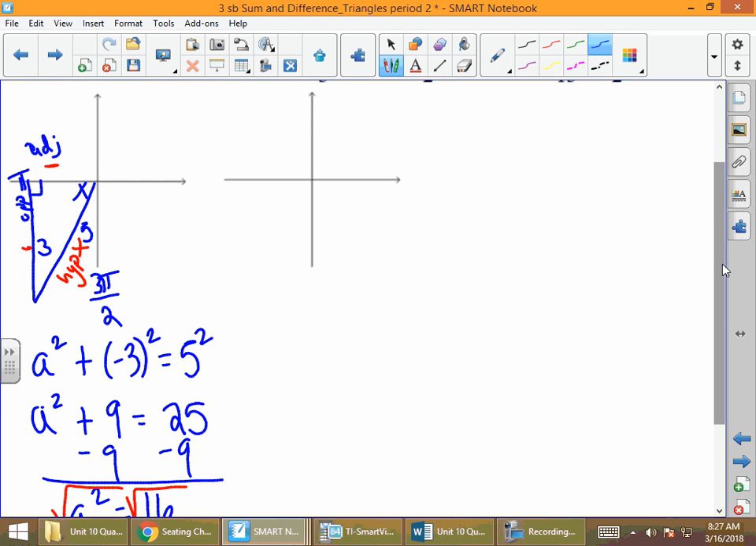And now we know all 4, even though we can't see them very well. We went to the left 4, which is why it's negative 4. We went down 3, which is why it's negative 3. And our hypotenuse is 5.